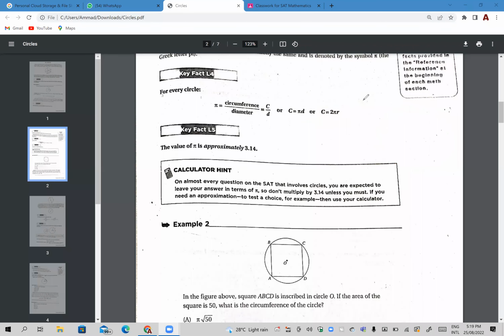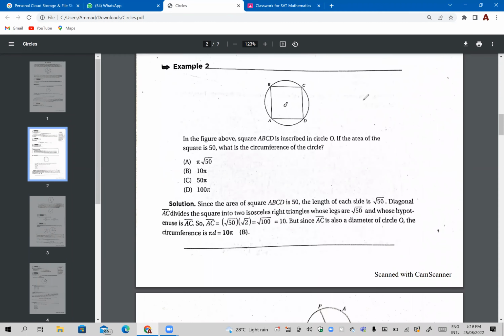Let's look at example number 2 here. In the figure above, square ABCD is inscribed in circle O. Inscribed means that the square is inside the circle. If the area of the square is 50, what is the circumference of the circle? What does area of 50 mean? Area of a square is L times L, right? So multiplying the length of any side by itself, we get the answer 50.